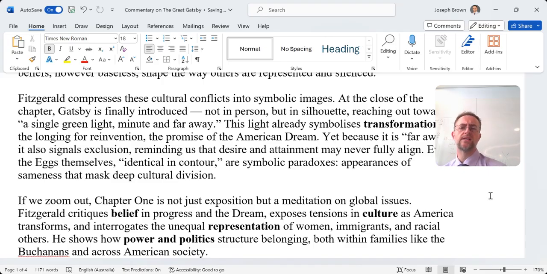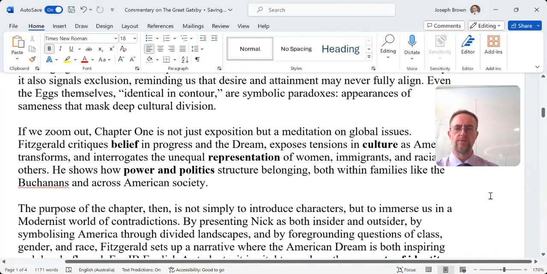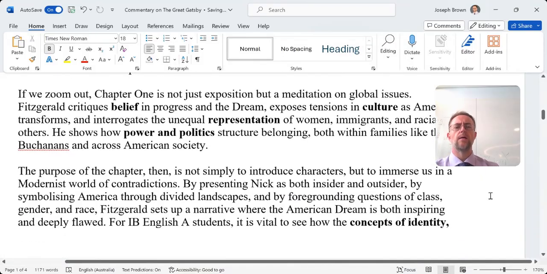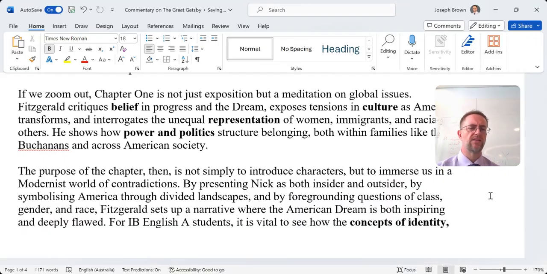Even the eggs themselves, identical in contour, are symbolic paradoxes, appearances of sameness that mark deep cultural division. Very interesting. We talked about those representations being very similar, but being fractured behind, and we'll have to talk more about that. It's another theme that's very big in this, but also in modernist literature, the idea of the beautiful facade not matching the reality.